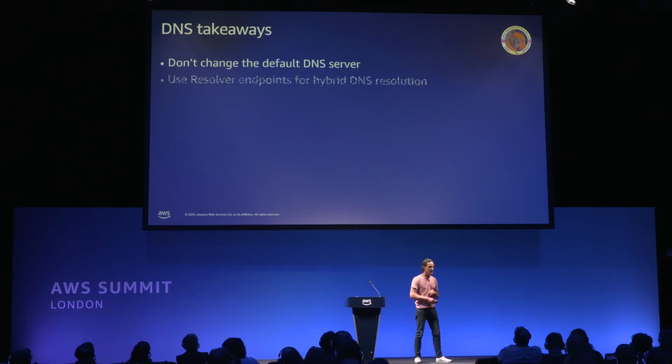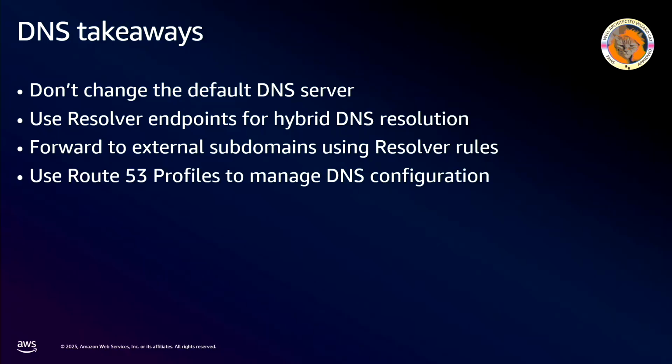So some DNS takeaways: avoid building technical debt and using EC2 for your resolvers. Use the managed services, if you like, that are there built for you to take away that heavy lift. So AWS is doing much of the work here. And use the Profiles feature for resolution at scale.